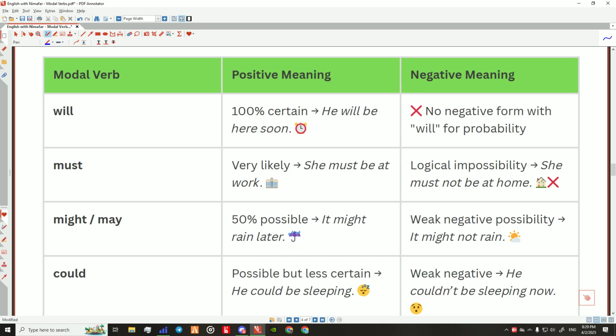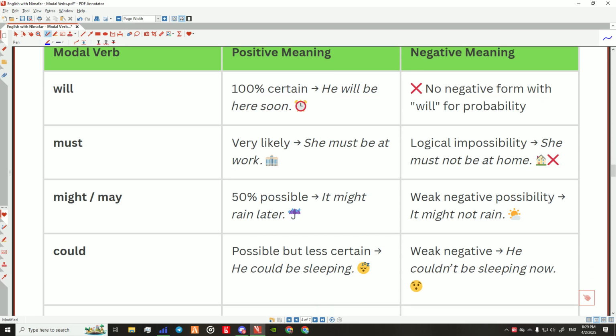Must. Very likely. She must be at work. We can also use that to predict. Like, where is she? I don't know. She must be at work. It means technically, as far as I know, she should be or she must be at work. We have may or might. 50%. Right? It might rain later. We can say that. And you know that. So what's the difference between may and might? It may rain and it might rain. Also, let me write it: may. So what's the difference?